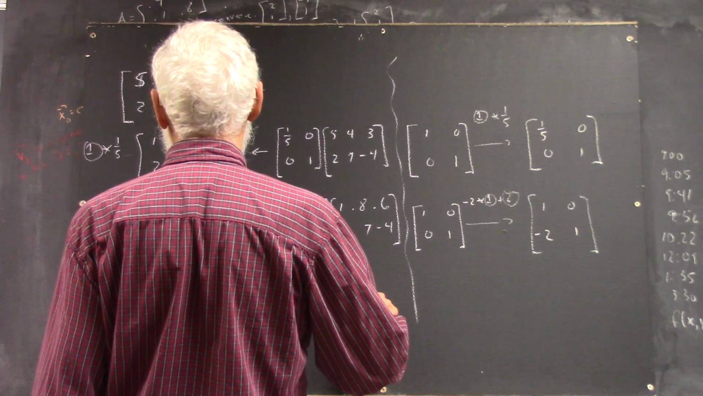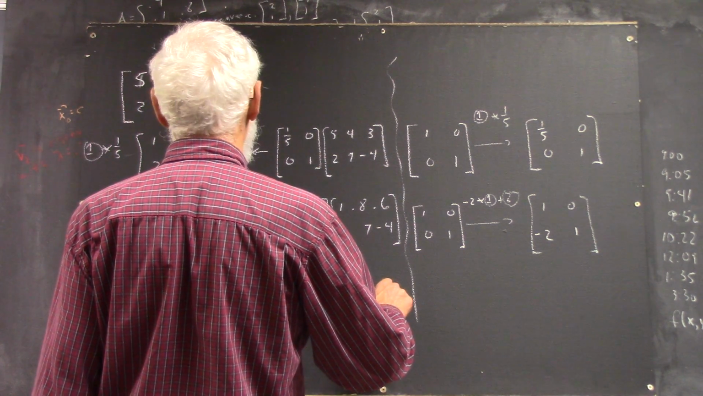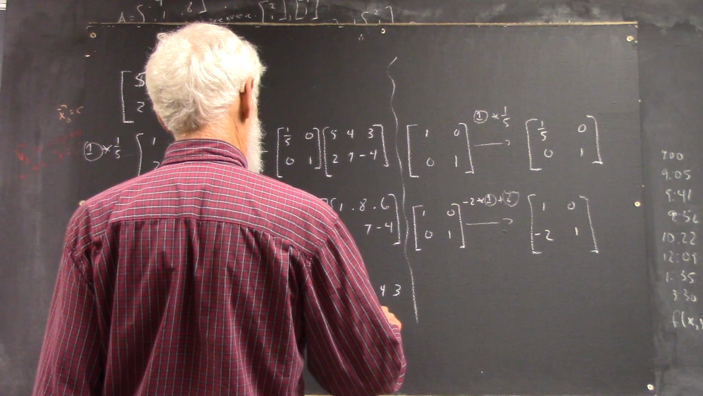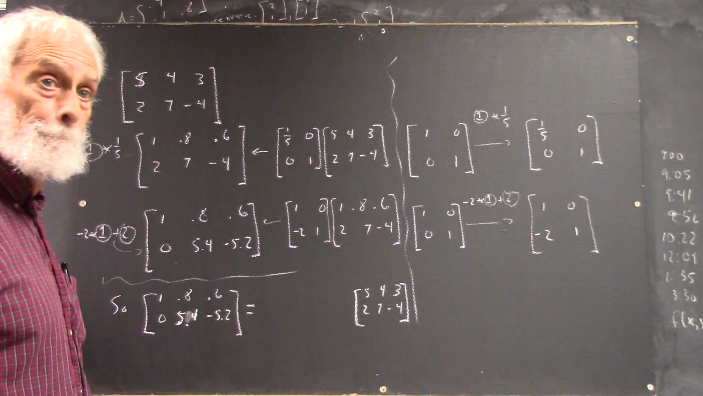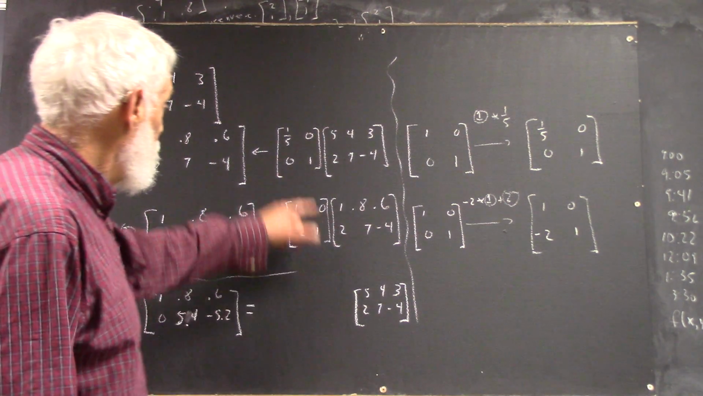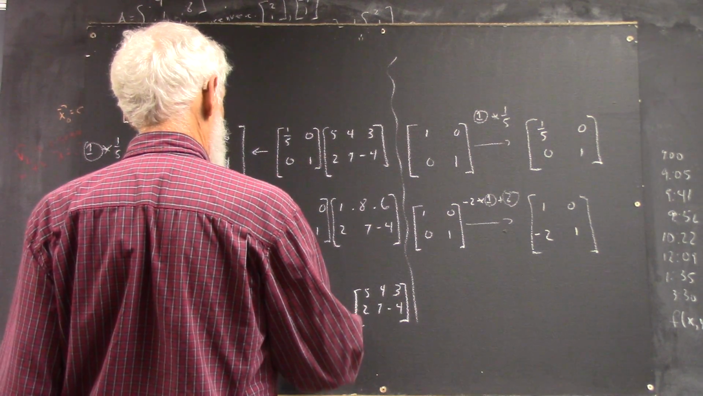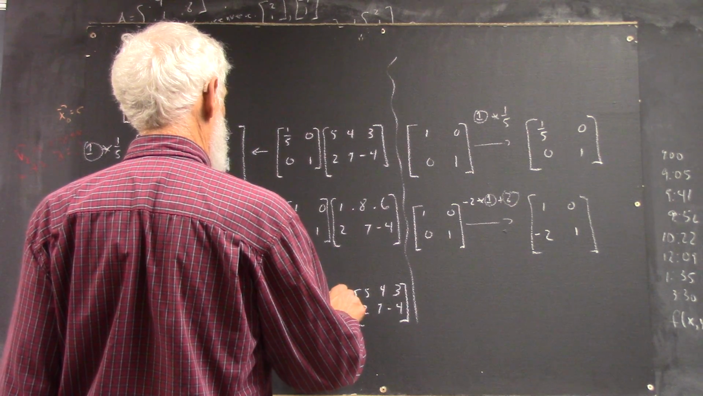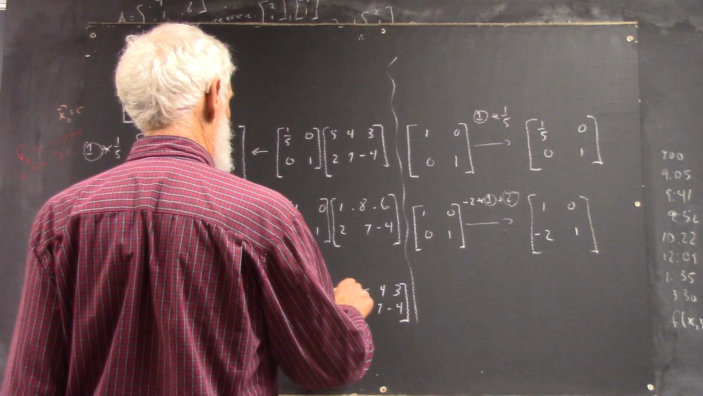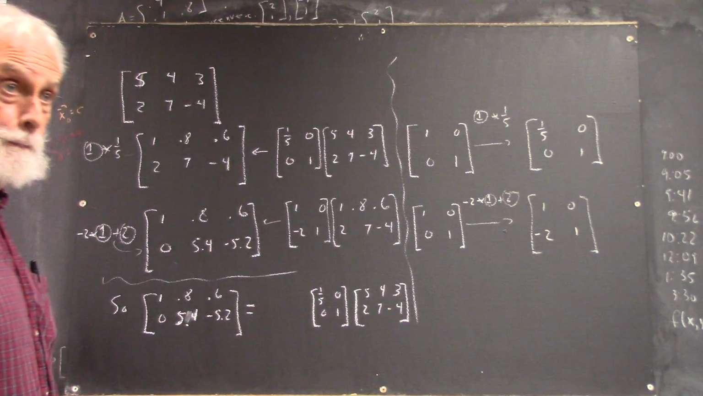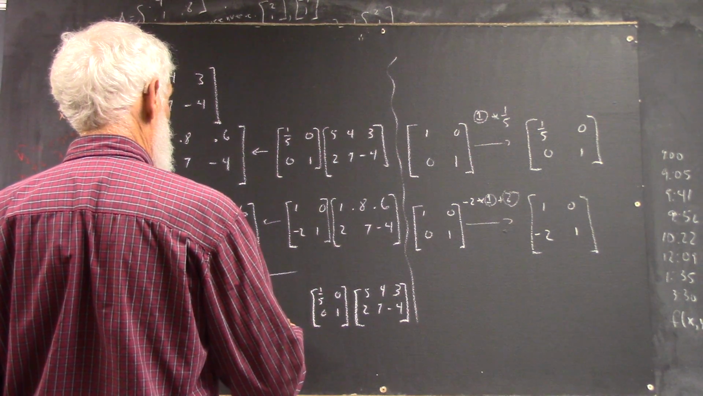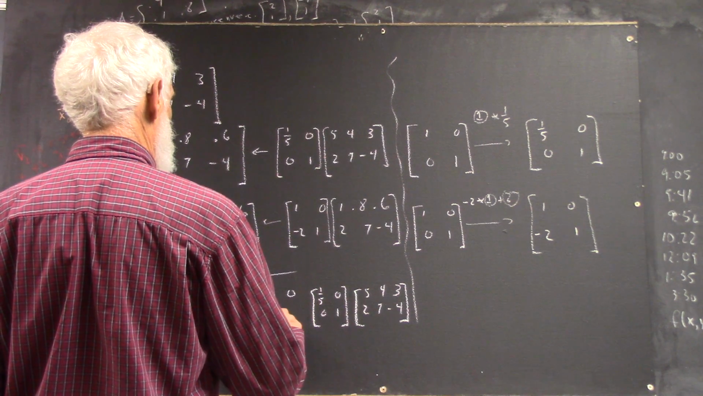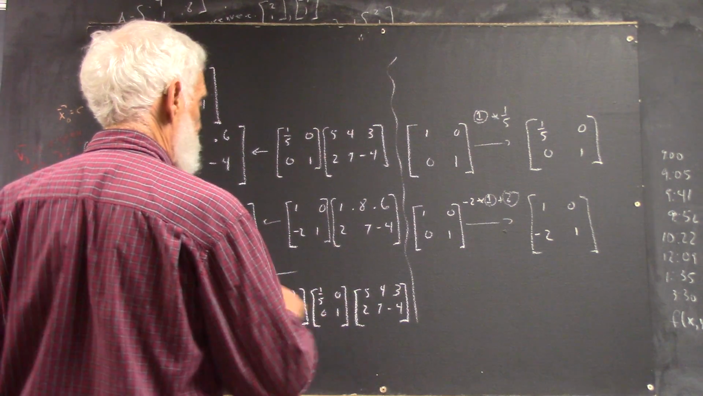Well, we started with our 5, 4, 3, 2, 7, -4 matrix, right? And we multiplied it on the left by 1/5, 0, 0, 1, right? And we multiplied that on the left by 1, 0, -2, 1. Okay?